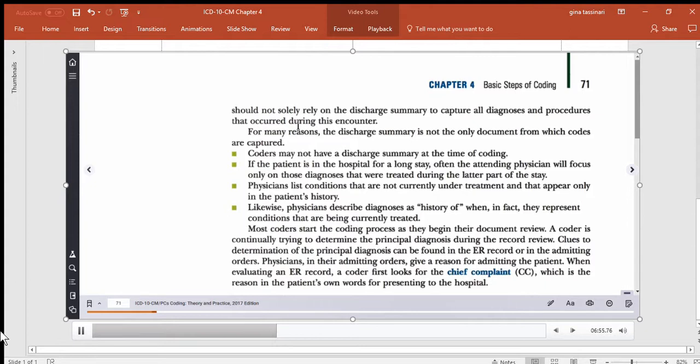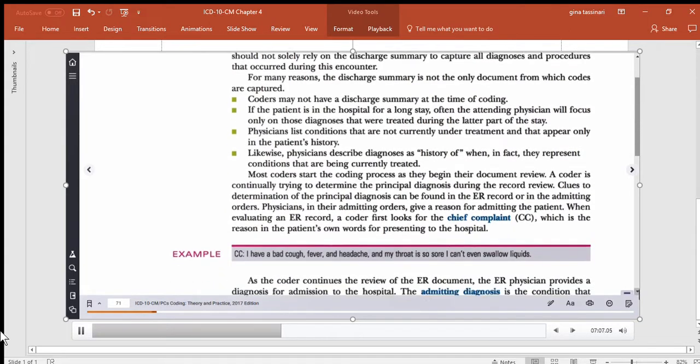The coder shouldn't solely rely on the discharge summary to capture all the diagnoses and the procedures. You should review the complete record. I'm going to scroll down a little bit here.